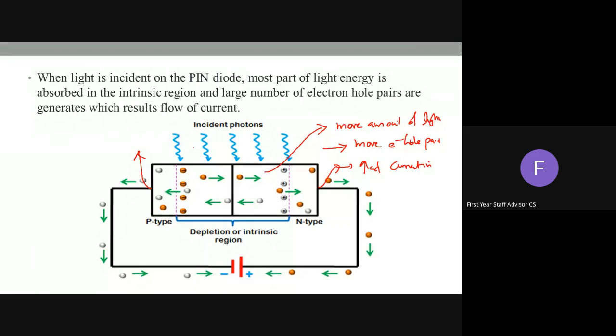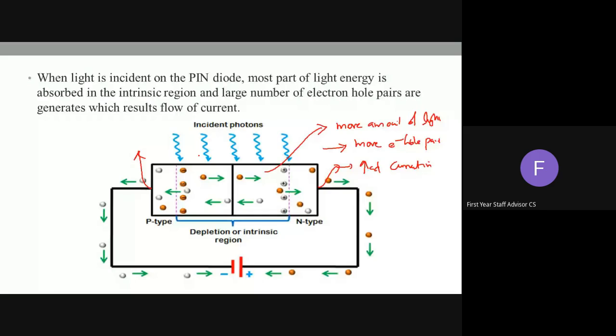That means it can absorb light of all frequencies, a wide bandwidth. Sorry, it can absorb light with high bandwidth, that is, it can absorb light of many frequencies. This is the main difference between a photodiode and a PIN photodiode.